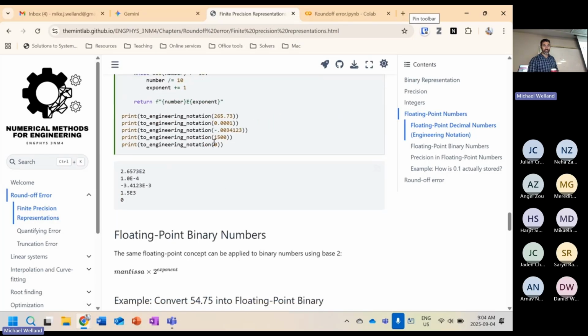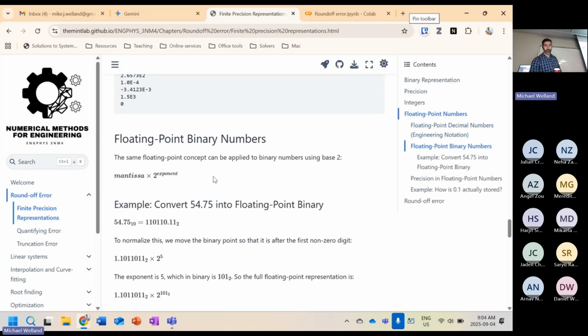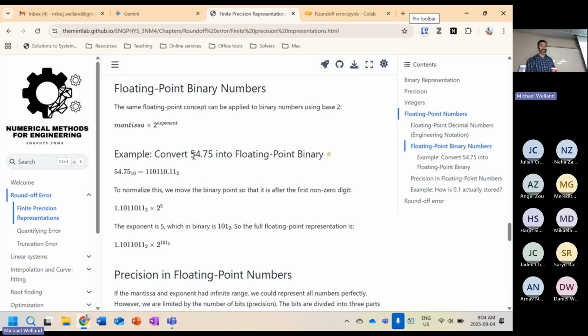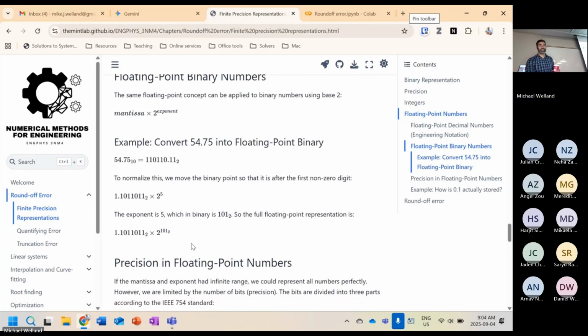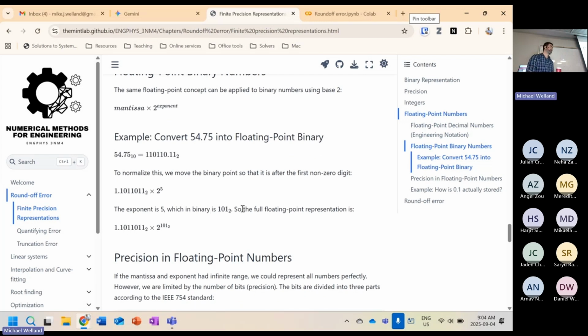Some examples here. 0 converts to 0e0. I think this is actually a convention. I think technically this shouldn't be the case. Floating point binary. Okay, the exact same thing applies to binary, right? It would be mantissa times 2 to the power of your exponent. Now you shift over the decimal point, exactly the same as you would do, just in a different number base. You would multiply it by 2 to the power of something, and then you would represent that exponent. 5 is 101. And now you've got this thing in binary, which is kind of neat.